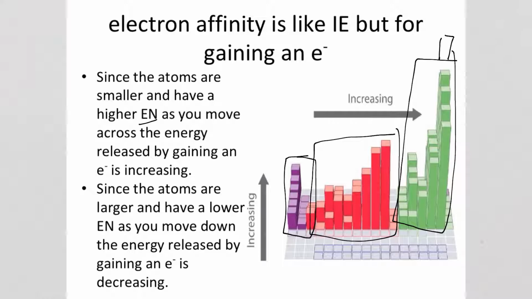As you go down the periodic table, meaning from period 1 all the way down to 6 or 7, then you see that they get larger, and so that attraction is less, and because that attraction is less, the energy released is less when gaining an electron.